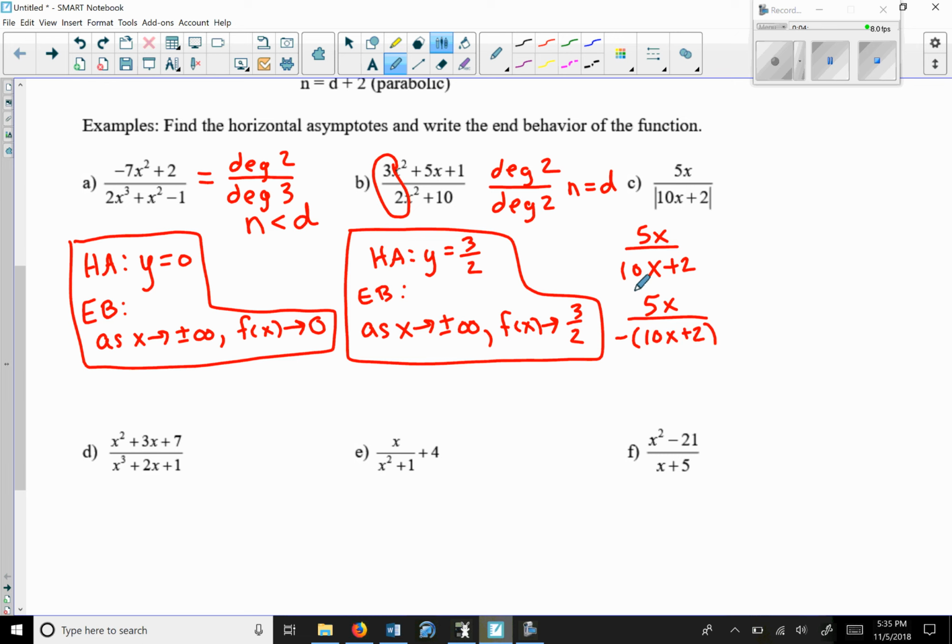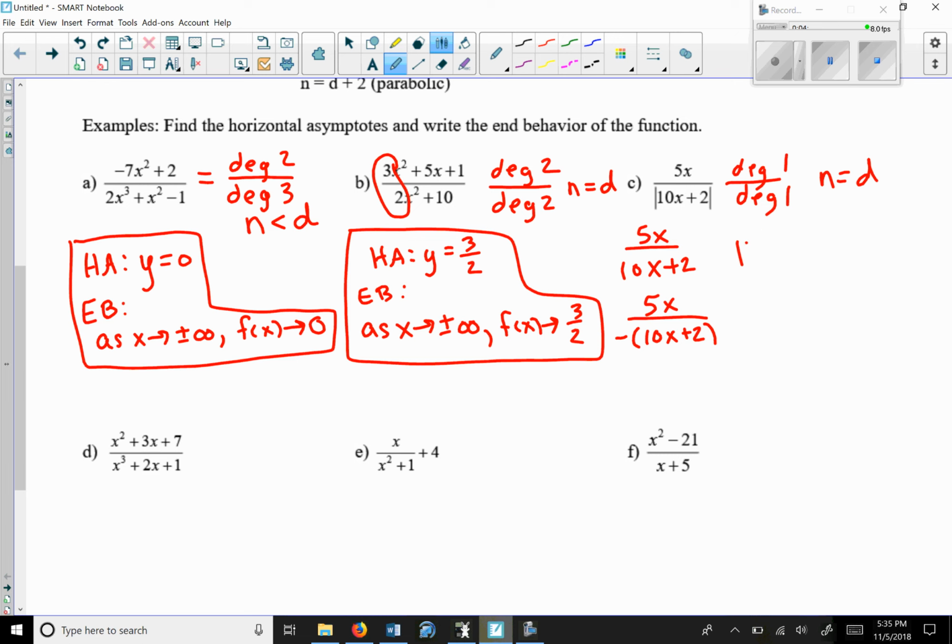So looking at this first one, again, for both of them actually, the degree of the numerator is the same. It's degree 1 over degree 1, which means that the numerator degree equals the denominator degree. So we're looking at our leading coefficients. So in this case, here it's 5 over 10, which is just 1/2.